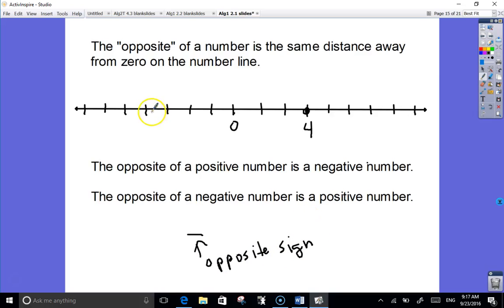So the negative 4 comes over here, negative 4. So they're the same distance from 0, but they're on opposite sides. What's the opposite of negative 4? Positive 4, right? They're opposites of each other. Okay, and whenever you see a negative in front, you got to be thinking the opposite.